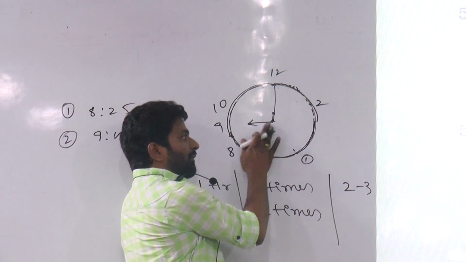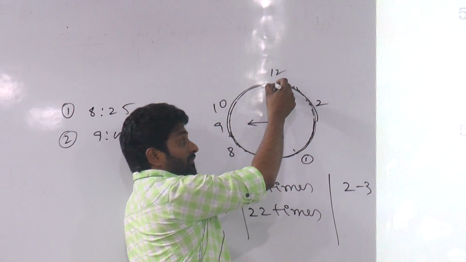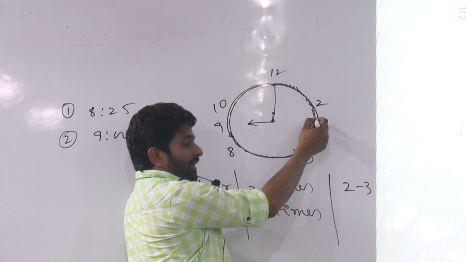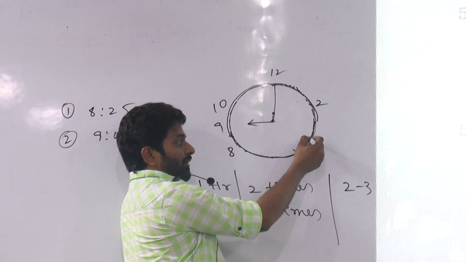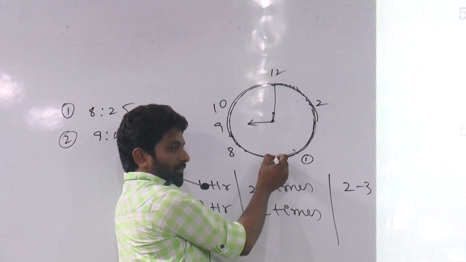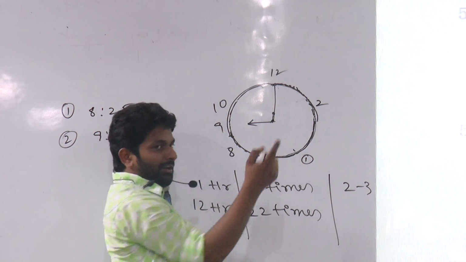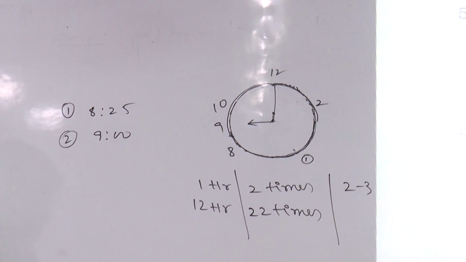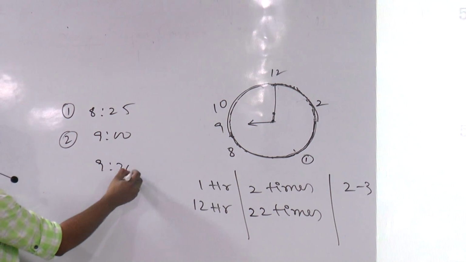And let me go for one more hour. Now the time is 9. 9:15, 9:30, somewhere around 9:30 it will form a right angle again, not the exact time. 9:30, another time, third time.